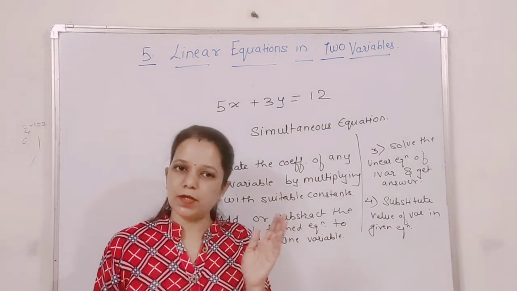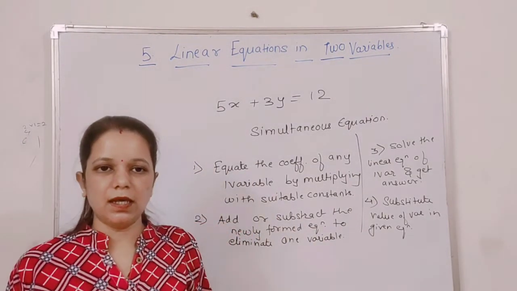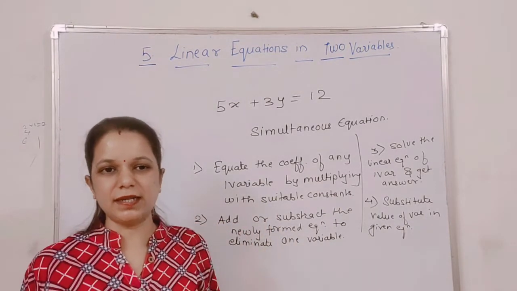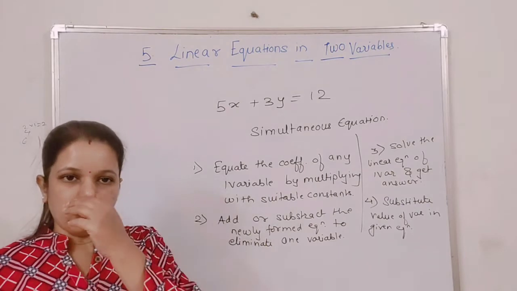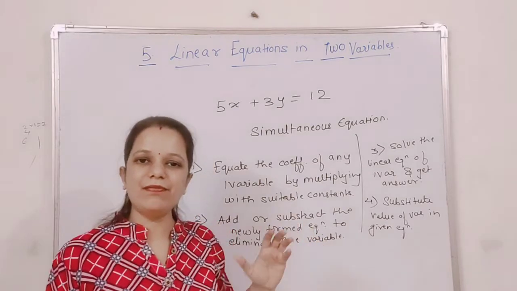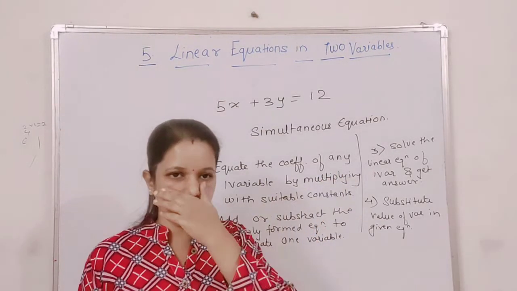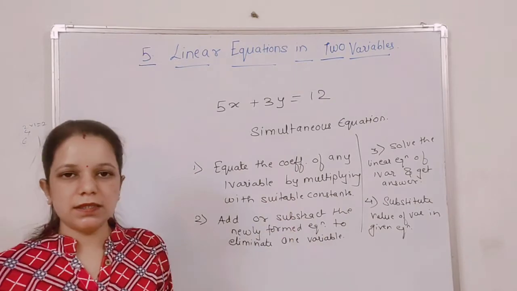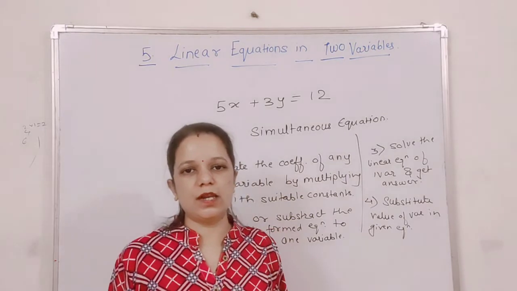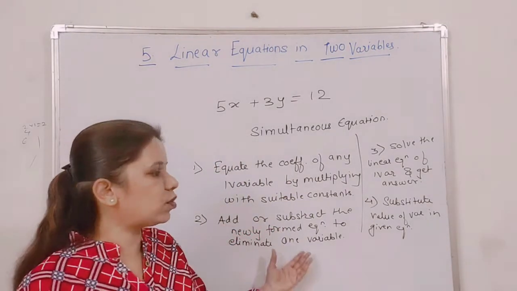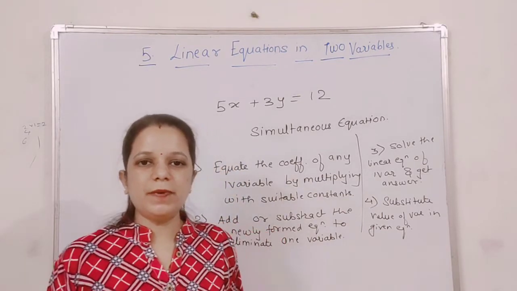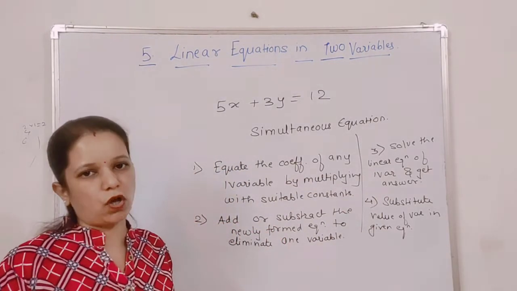Eliminate means remove, to take it out. So we will make the coefficient of any one variable the same by multiplying it with some number. We will eliminate that variable by adding or subtracting, and then we will solve the linear equation and then substitute the value in the given equation to find the value of the other variable. These are 4 simple steps which we can do to solve the linear equation. It will be clear to you as and when we solve the examples.